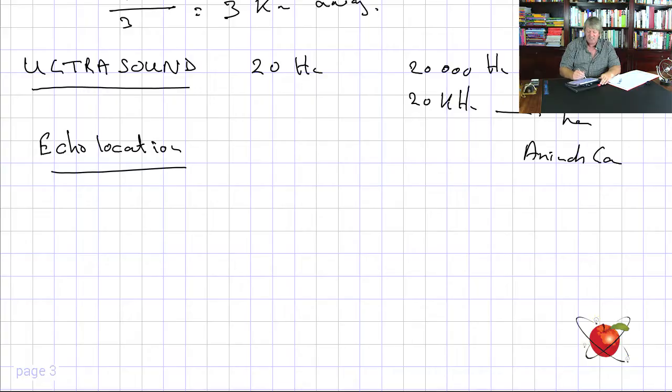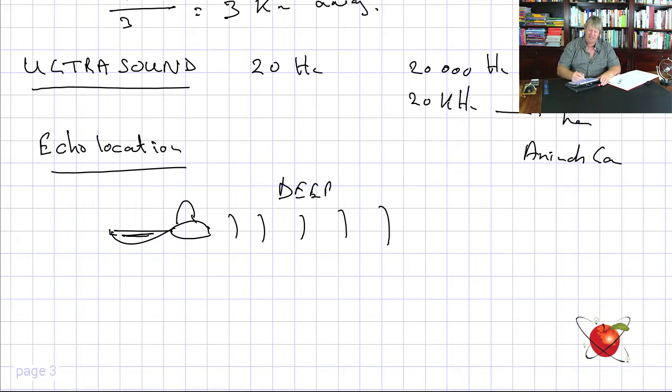Let me just see if I can draw it. You'll find I'm not an artist. I don't even pretend to. I still draw stick men. So let's have a look here and say, right, here's my bat over here. And he's flying this way, and his wings are there. What does he do? He sends out a little beep signal, a little squeak, actually.